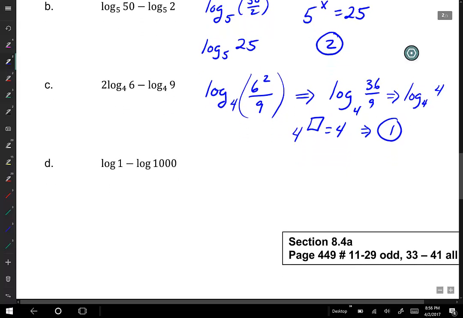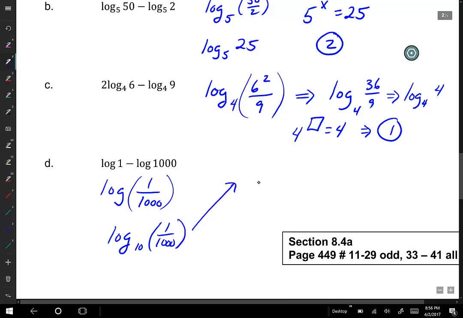Let's look at our last one. I threw some 10s in here. This is a common logarithm. Remember, this is base 10, even though it's not written. So this is log of 1 over 1,000. If it helps you, you can think, okay, that's log base 10 of 1 over 1,000. A lot of ways to think of this. 10 to what power equals 1 over 1,000? Well, hopefully very quickly, I hope you realize that our answer is going to be -3 as an exponent.